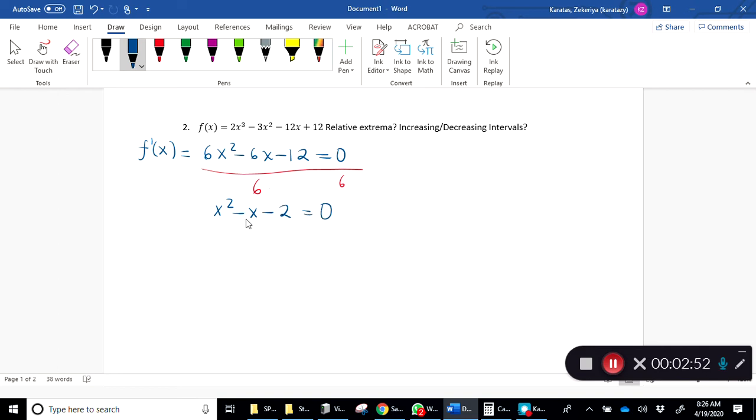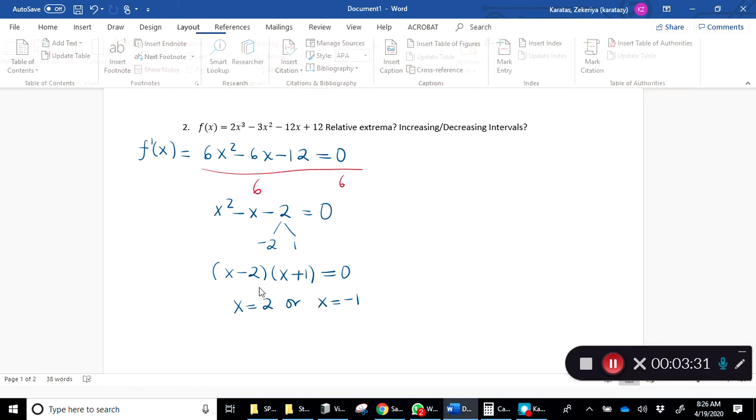To find the zeros, you can use the quadratic formula, but actually this quadratic expression can be factored. We look for two factors of negative 2 whose sum is negative 1. So those are negative 2 and 1. You can check that with FOIL. That will give us x minus 2 times x plus 1 equals 0. So x needs to be 2, or x needs to be negative 1. See, we got the critical numbers now. So we can check the sign of f prime and then determine the increasing decreasing intervals.